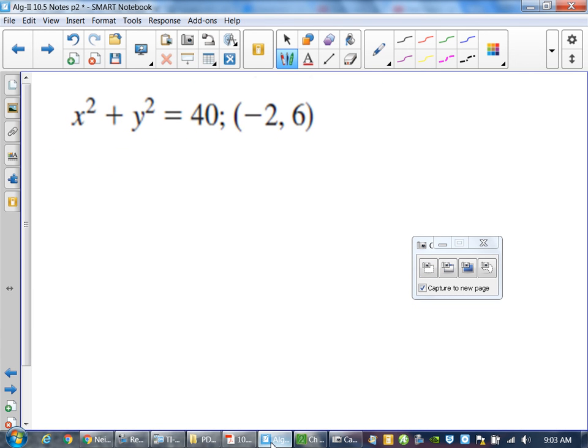So this one was write the equation of the line that is tangent to the circle at a specific point. If I want to write the equation of the line that is tangent to a circle at a specific point, what I need to do is basically find slopes. So this one here, you're centered at the origin. I have a radius of the square root of 40. I really don't care about that, because what I'm looking at is the point, was it -2 and 6.